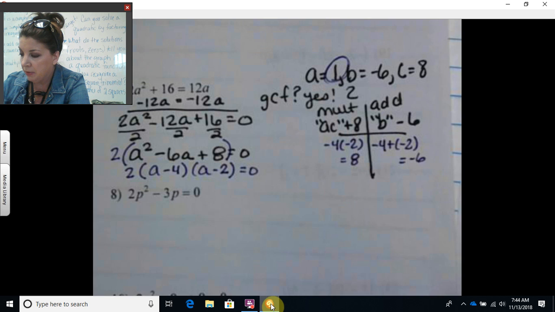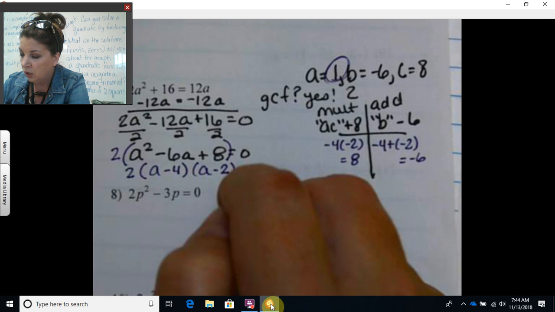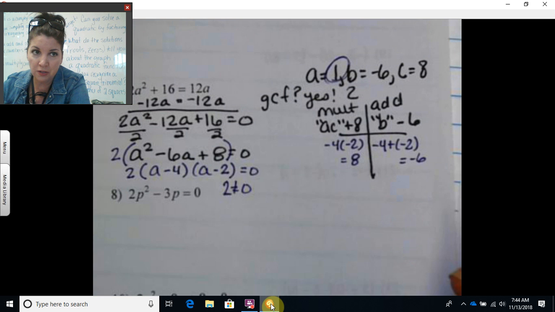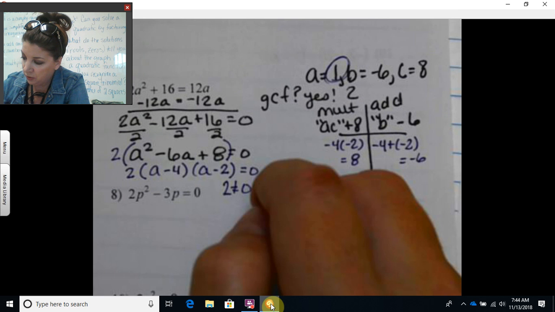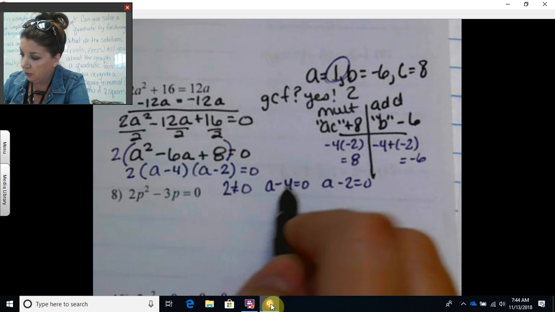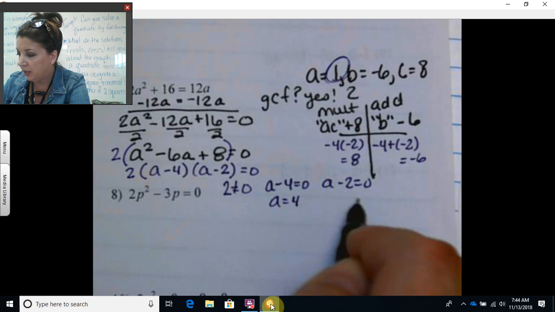Now I'll set my factors equal to 0. When I set 2 equal to 0, while 2 is a factor, it does not give me a solution because 2 does not equal 0. It does not have a variable. If the GCF was a variable, then that would give me a solution. Set a minus 4 equal to 0 and a minus 2 equal to 0. When I add 4 to both sides, I get a is positive 4. And when I add 2 to both sides, I get a is positive 2. And those are my answers.